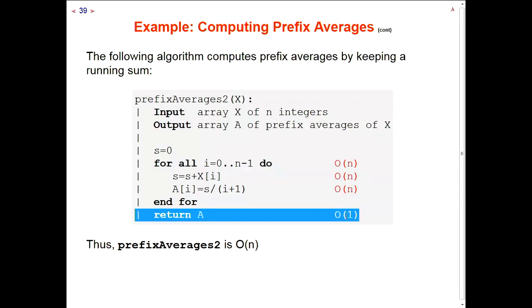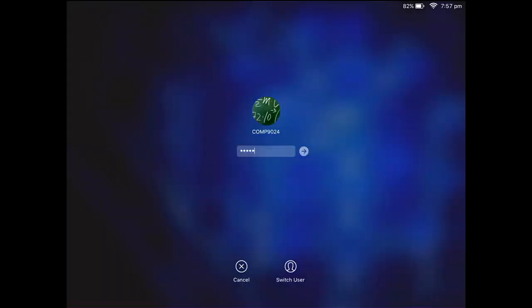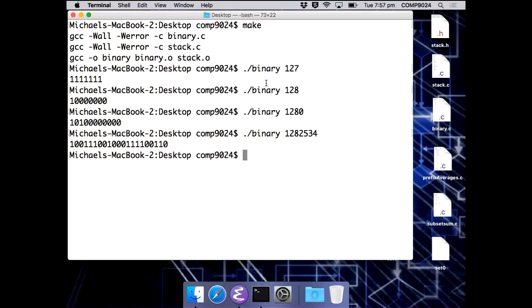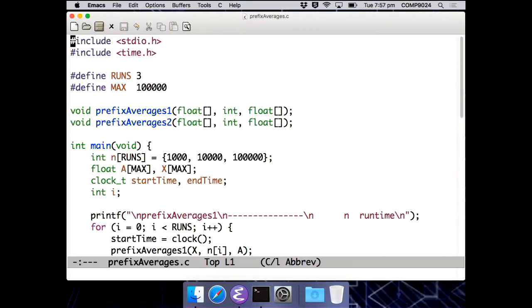What does that mean in practice? We can look at an actual implementation of these two algorithms. Let me get rid of this. This is the prefix averages. Just to demonstrate what happens, I run this algorithm a few times with increased input size. 3 different runs. The maximum input size that I have here, what is this? 100,000.